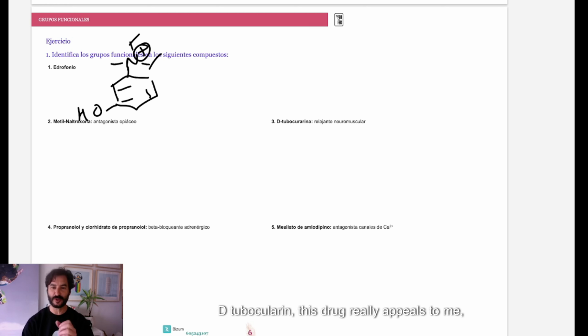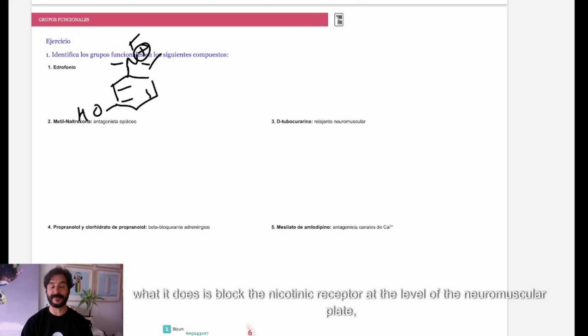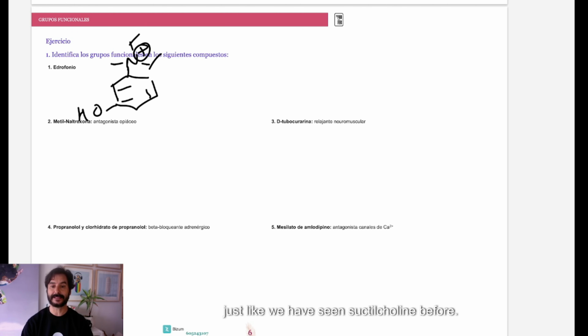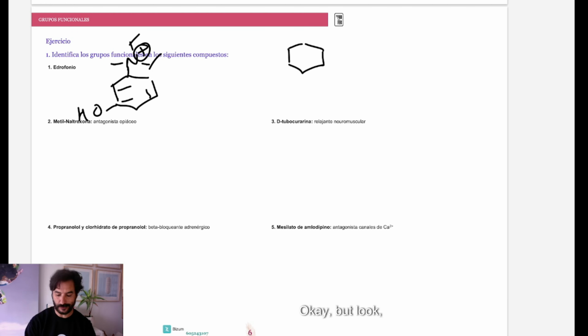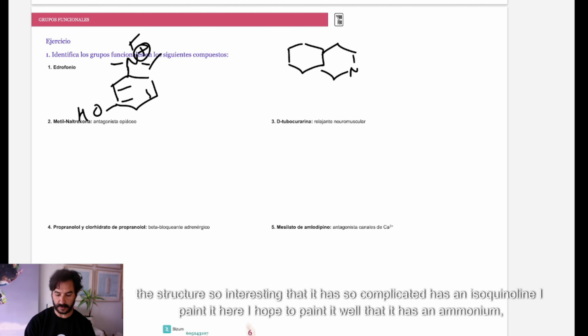Okay? D-tubocurarine, this drug really appeals to me. It amazes me a lot because it is a compound of natural origin. The Indians used it to hunt. It is a neuromuscular relaxant. What it does is block the nicotinic receptor at the level of the neuromuscular plate, just like we have seen with succinylcholine before. And from this D-tubocurarine, by simpler variations, derive drugs such as suxamethonium, which has been painted above, and many others. Okay, but look, the structure is so interesting and so complicated. It has an isoquinoline.